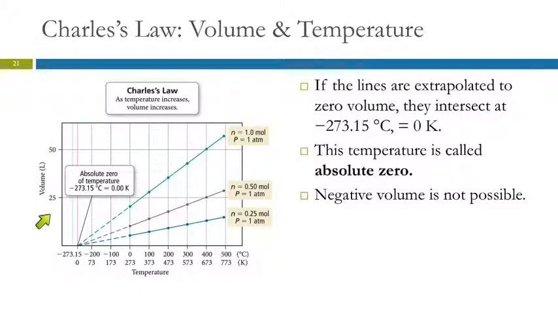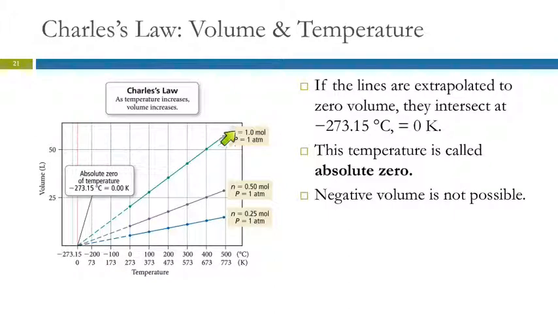So here we have some Charles' law data. We've got the volume of a gas versus the temperature of the gas, and we're showing 2 different temperature scales here, degrees Celsius and Kelvin. We've got 3 different lines here. These are representing different amounts of gas. For comparing volume and temperature, the pressure and the amount of gas have to stay the same. So here, this is 1 mole of gas at 1 atmosphere.